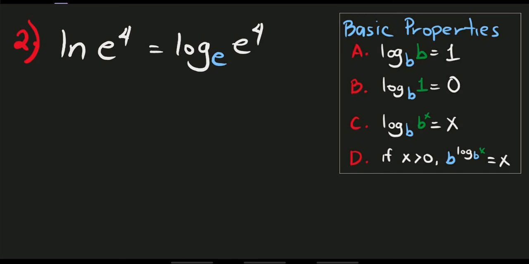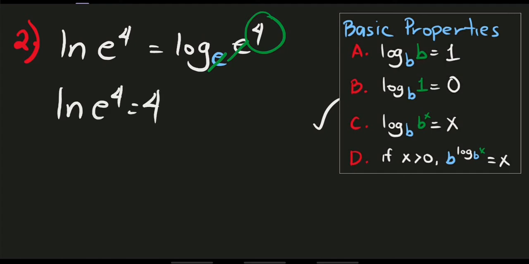So again, with the use of our third property, that is our property letter C, if we have this common set of base, automatically the corresponding exponent is the answer. So since we have this same set of e, automatically the answer is simply 4. So let's try to double check this one. If ln of e raised to 4 is simply equal to 4, let's try to double check.